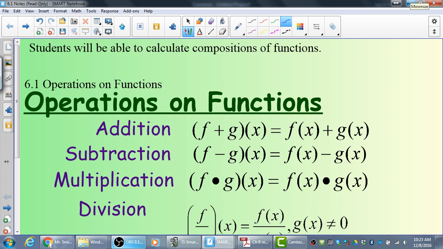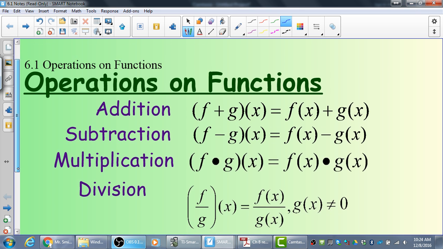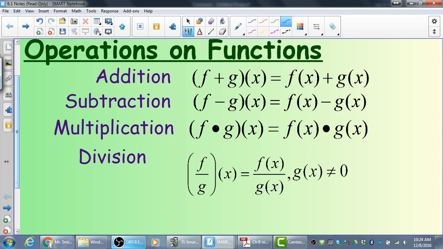All right, here we go. We got operations on functions. We got composition of functions today. This first slide said if you want to add two functions, just add them together. Subtraction, multiplication, division, you just do the operation.